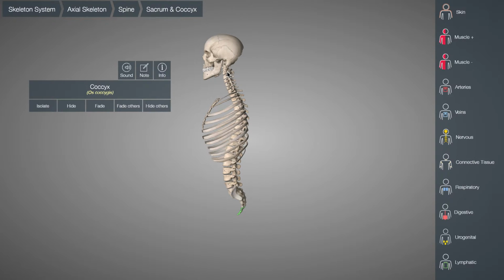We have a quaternary curved spine, so you have one curve here, another curve here, another one right here, and then the final one is at the sacrum.